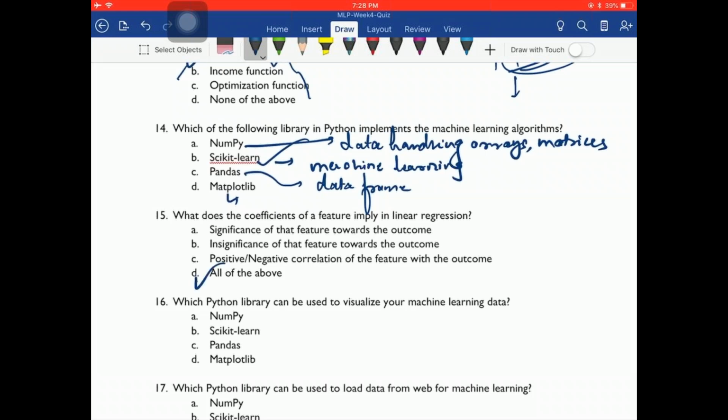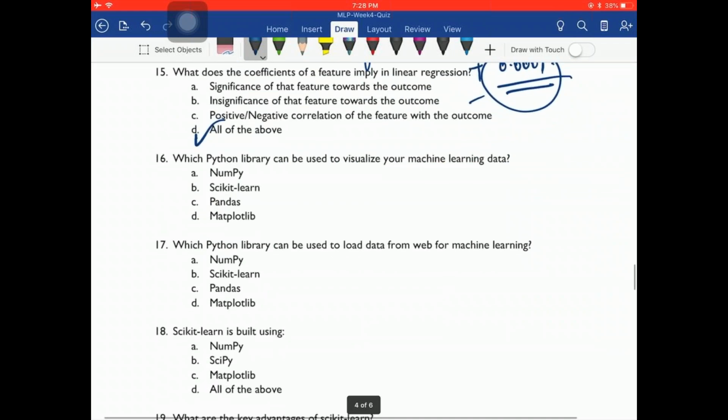It's actually D. So if the coefficient is very small, what does that mean? It means it is insignificant towards the outcome, right? Then D, and positive or negative correlation, you understand, right? Positive and negative, if the coefficient is positive or negative. Okay. Any doubts?